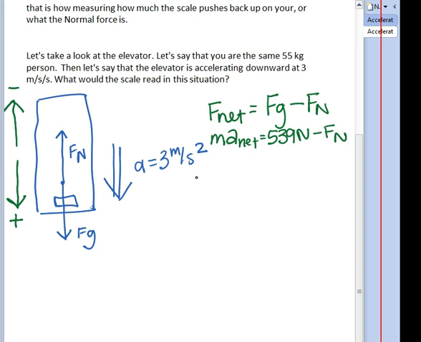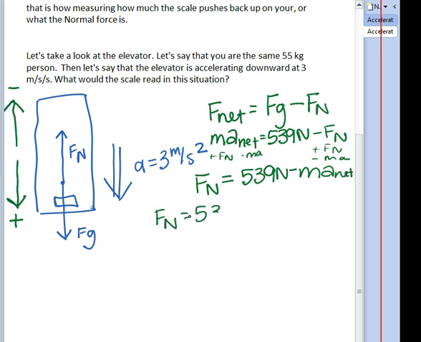Okay, I'm going to add force normal over here. Force normal would equal then 539 newtons minus mass times net acceleration. All I did was I added force normal to both sides, and I subtracted mass times acceleration from both sides. Therefore my normal force is going to equal 539 newtons minus 55 kilograms times my overall net acceleration of 3 meters per second squared.